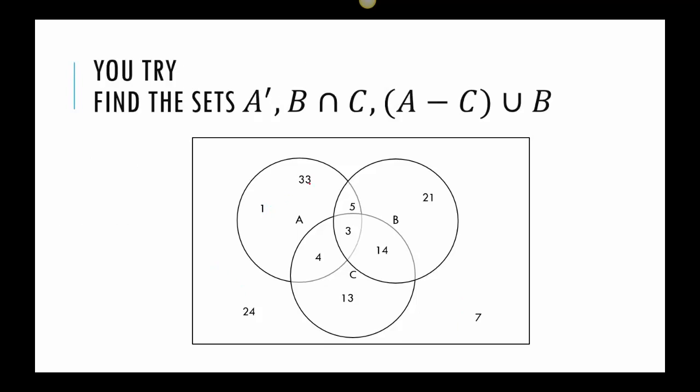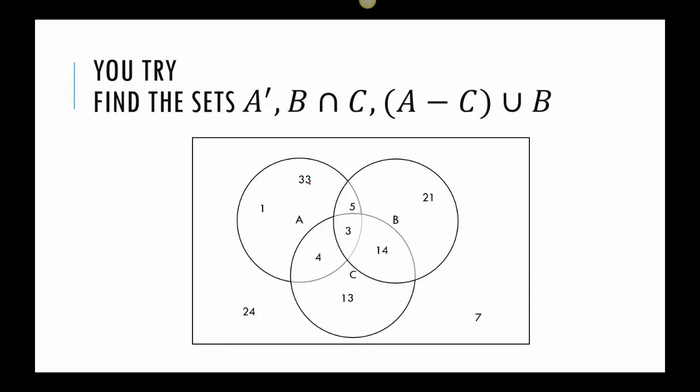All right, so how about you try? Here are 3 things for you to look at: A complement, B intersect C, and then A minus C union B. So give yourself a second, try it out, and then come back and check how you did.